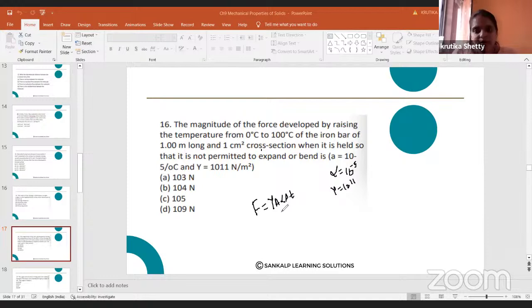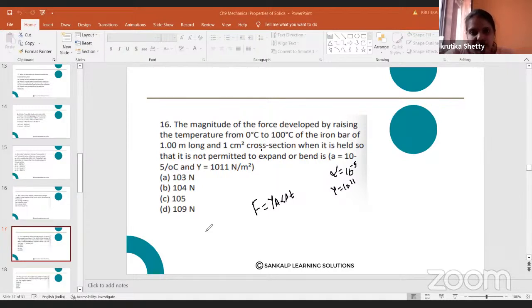So the options: 10 raised to 4 or 10 raised to 3. Check the power once again. Yes, it is 10 raised to 3 Newton. Option A is correct. So it is 10 raised to 11 into 10 raised to minus 4 into 10 raised to minus 6 into 10 raised to 2.